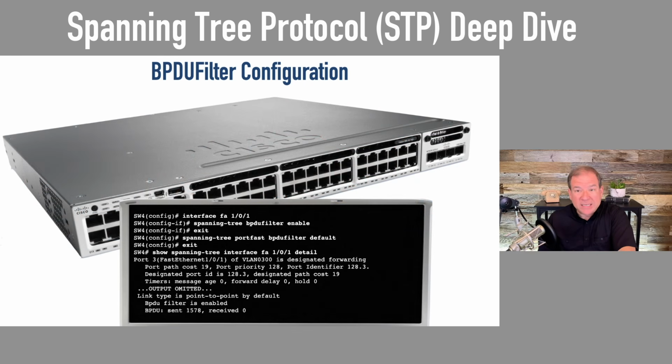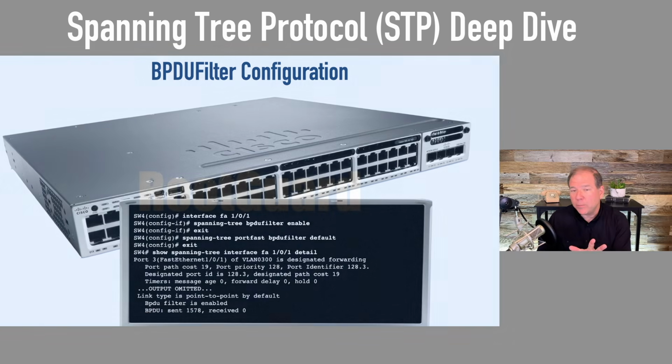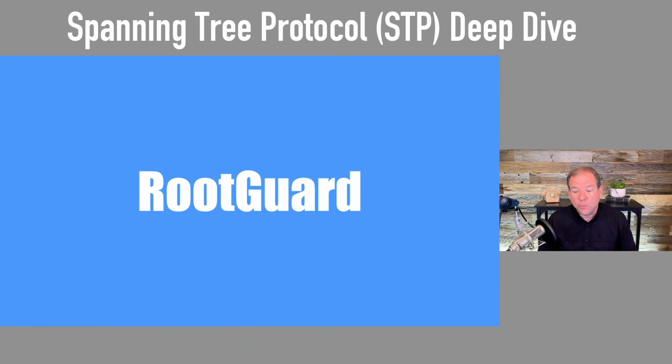because we have a BPDU filter enabled. Again, it's most dangerous if you do this at the port level, but if you're feeling brave, if you're feeling lucky, you can go into an interface and say spanning-tree bpdufilter enable. Or if you want to do it globally, you can say spanning-tree portfast bpdufilter default. And that will just turn it on ports that have been configured for PortFast.